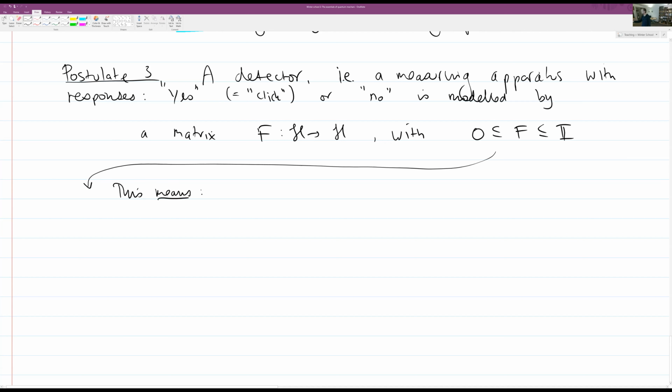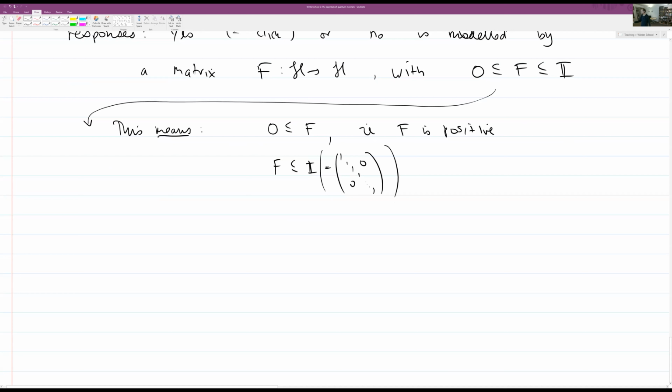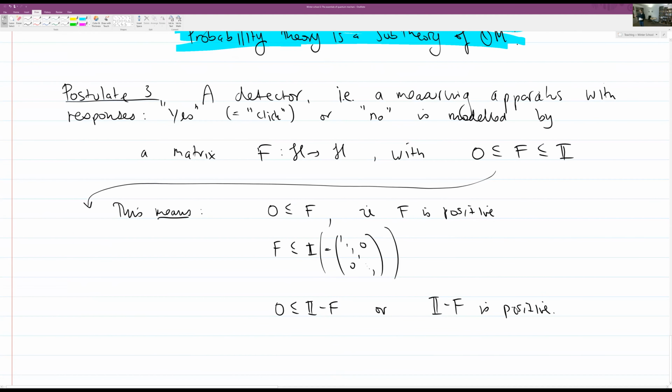This means that zero is less than F, i.e. F is positive, and I told you what that meant earlier, and that F is less than or equal to I. I is the identity matrix, 1, 1 on the diagonal, all zeros elsewhere. And F is less than I is the same as saying that zero is less than I minus F, or I minus F as a matrix is also positive. That's what it means. And that's how we model detectors in quantum mechanics. Detectors are modeled by matrices F.